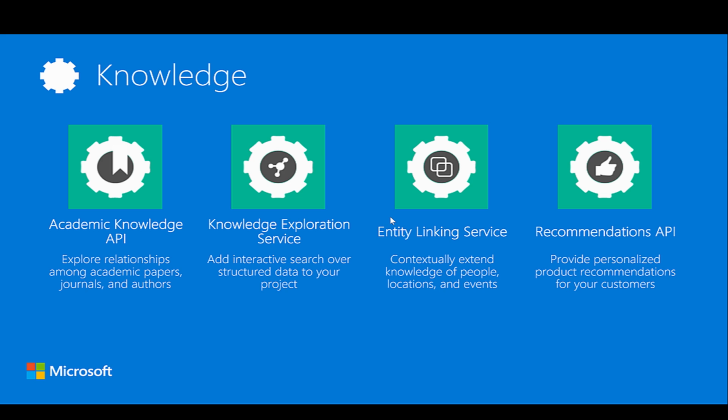So there's several different APIs available within the knowledge grouping. We have the Academic Knowledge API, so we can look up stuff from research papers, conferences, journals, that sort of thing. That's really useful for academic functions. We can add interactive search over structured data to our project with the Knowledge Exploration Service. We can do entity linking with the Entity Linking Service.